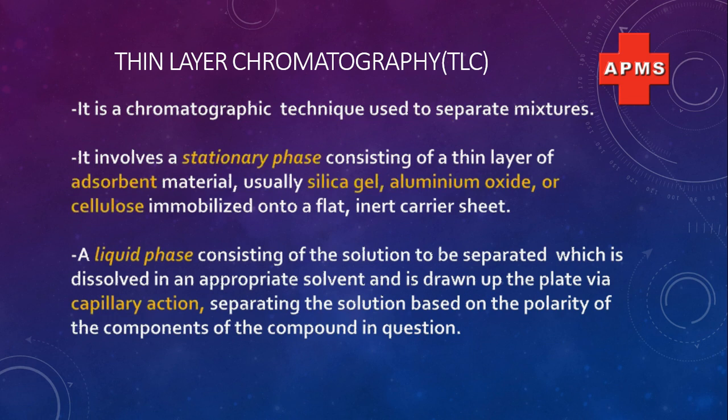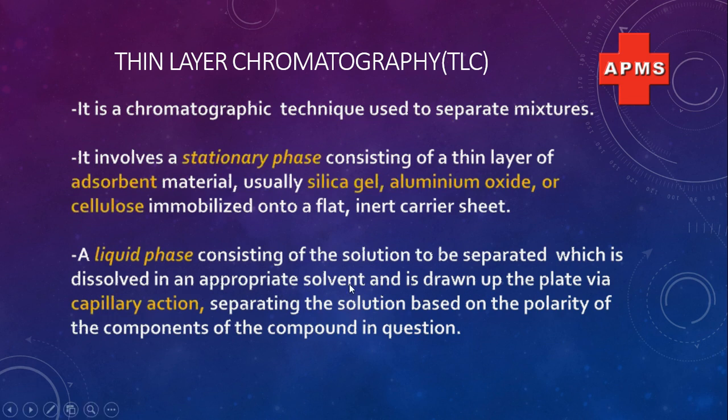So here the thin layer is the stationary phase, which works as the adsorbent. So the adsorbate, which is the sample component, will be adsorbed on this silica gel or alumina gel stationary phase. A liquid phase consists of the solution to be separated, dissolved in an appropriate solvent. Here the sample, which contains more than one compound, is dissolved in a proper solvent. The solvent is also used in this chromatography as the mobile phase.